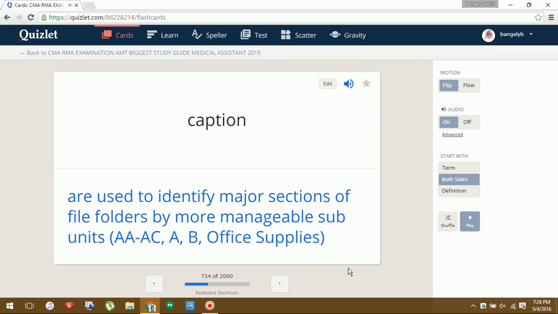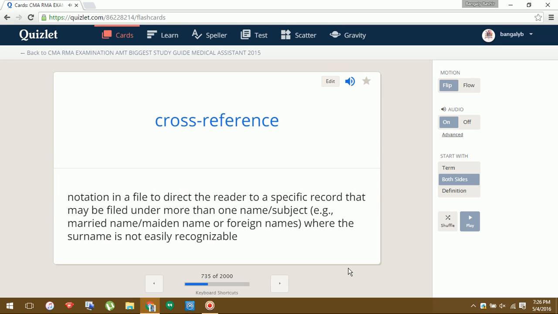Caption: are used to identify major sections of file folders by more manageable subunits. Cross-reference: notation in a file to direct the reader to a specific record that may be filed under more than one name subject where the surname is not easily recognizable.